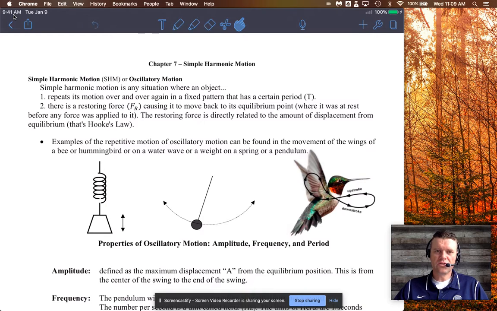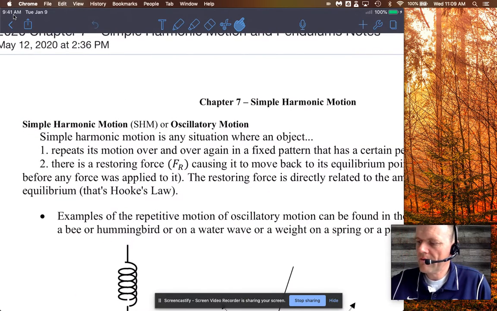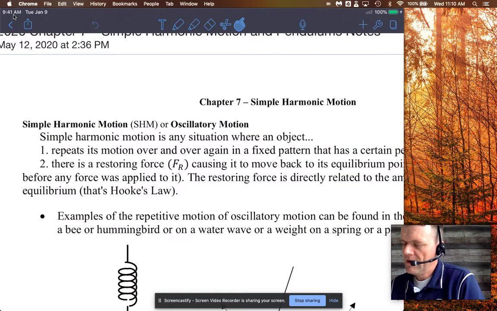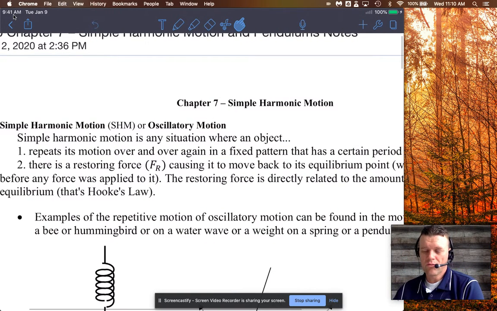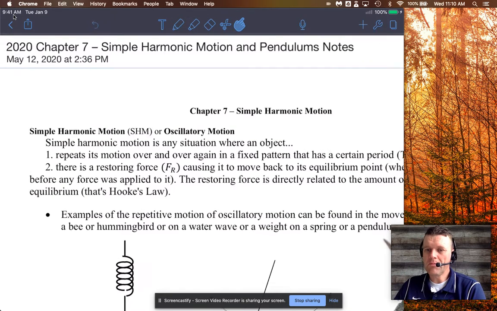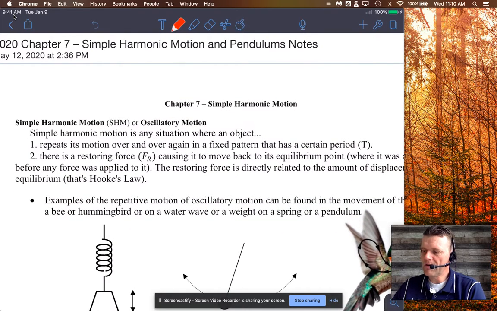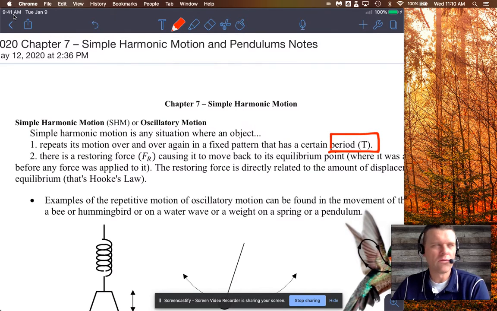It's any situation where these two criteria are observed. If you have any object that repeats its motion over and over again, but it has to be in a fixed pattern that can be measured. And when I say measured, I mean the period, okay? So it needs to be a pattern that repeats itself over and over. And the extension here is hopefully easy to get.